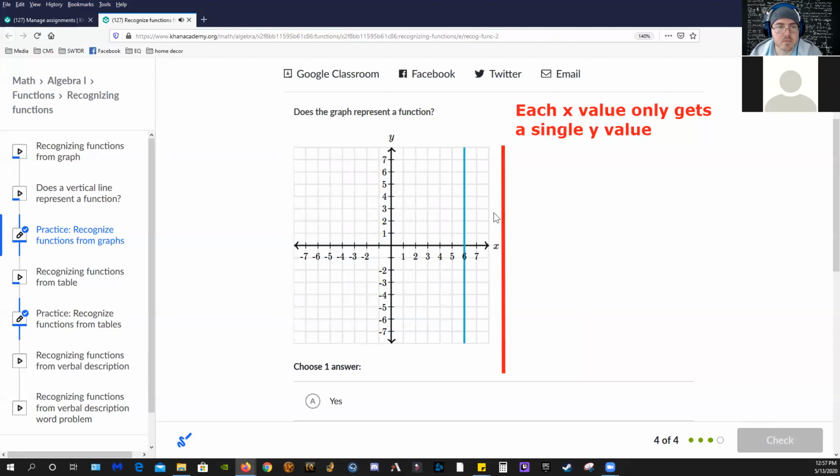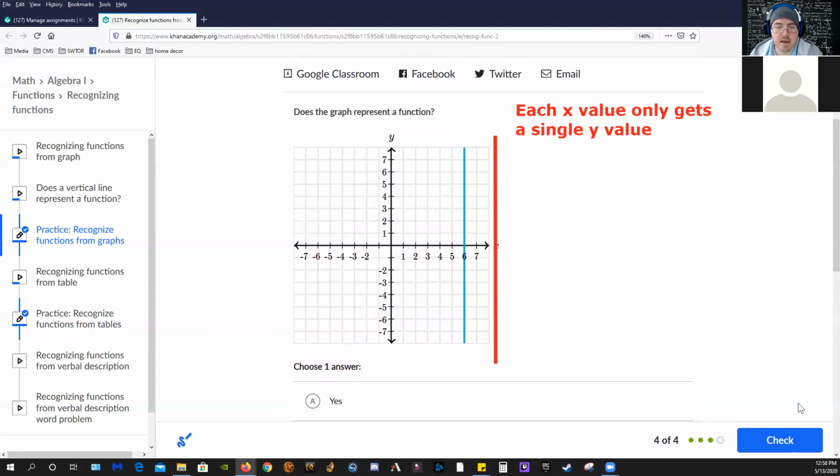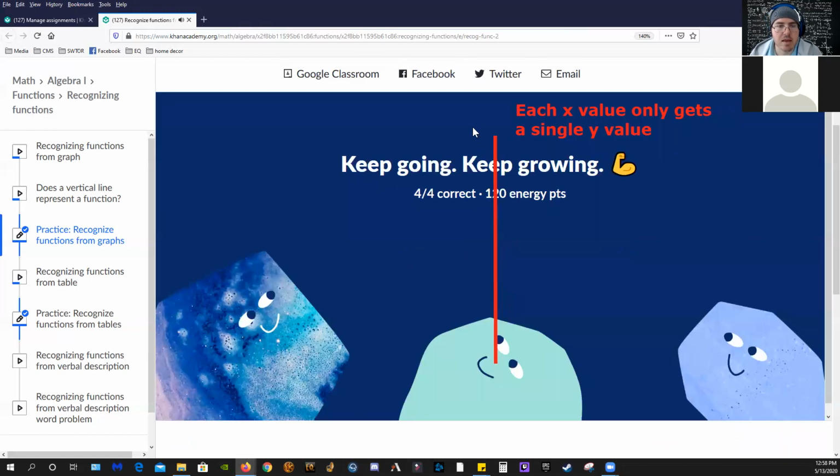Last one. Oh, tricky one. So it's a vertical line. That means all of its dots are above each other. So they're all sharing an x value, and that's not allowed to be a function. So that is not a function. That's the vertical line test for you. Nice and easy.